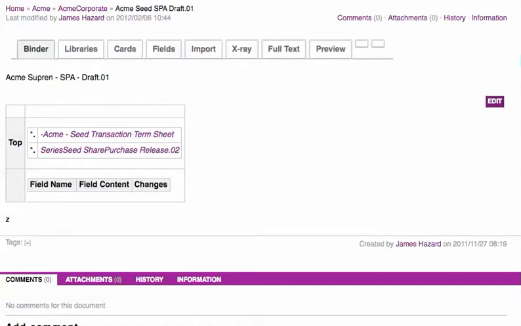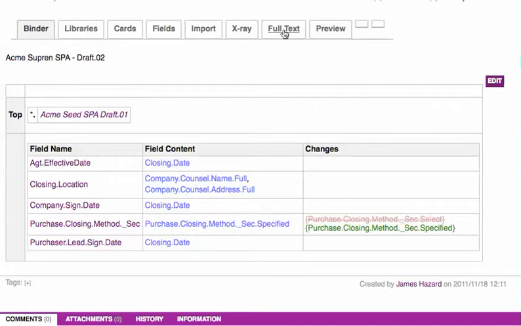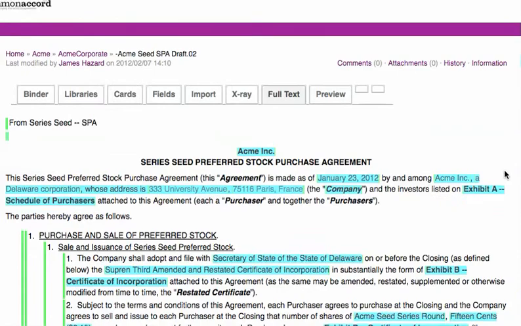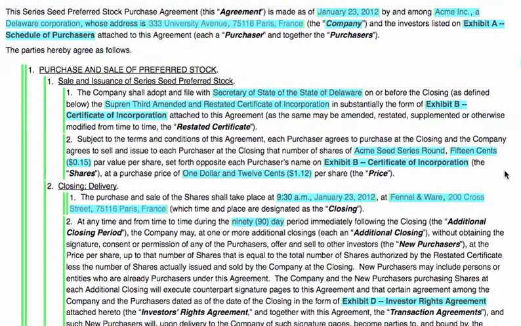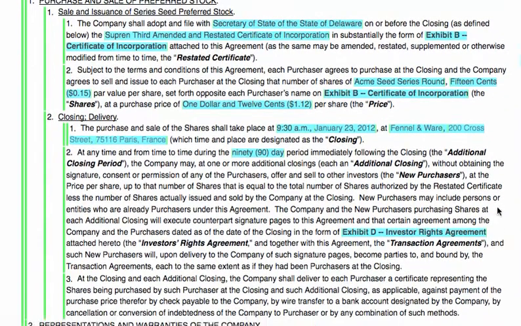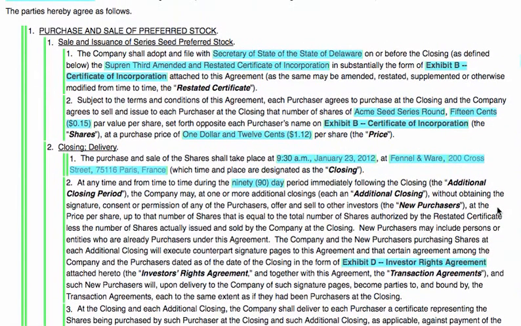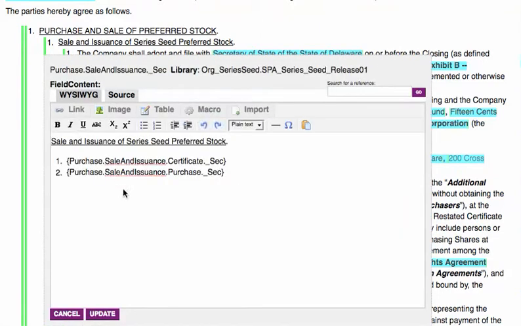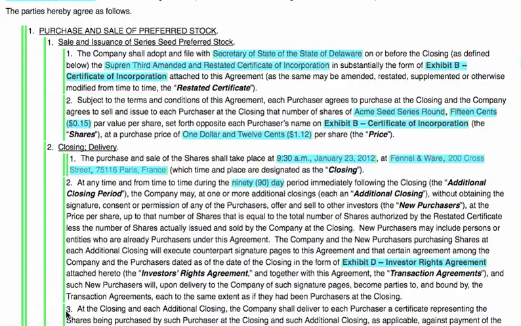So going back to draft 2 so that we see the whole thing fully put together, he pushes full text, which gives us the full view of the document, but highlighting the stuff that comes from the transaction page and giving him a way of navigating through the document by seeing how it's put together.